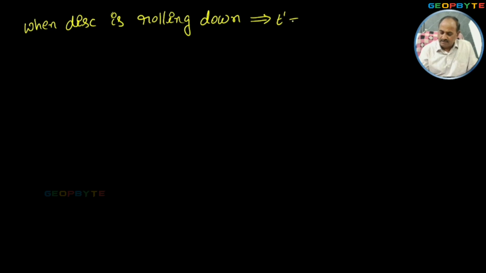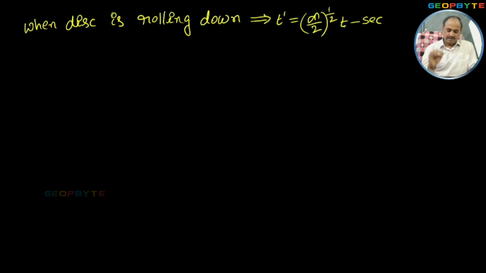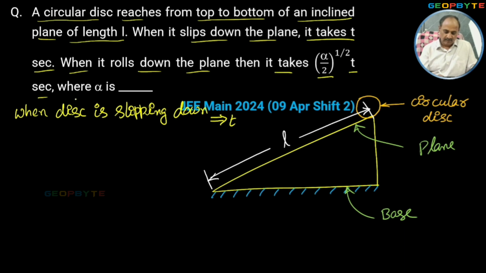When the disk is rolling down, it is taking the time t dash equal to alpha by 2 whole power 1 by 2 times the t seconds. Is it correct? Correct. Then what is the value of alpha? For that, let us consider the angle between the base and plane is theta.